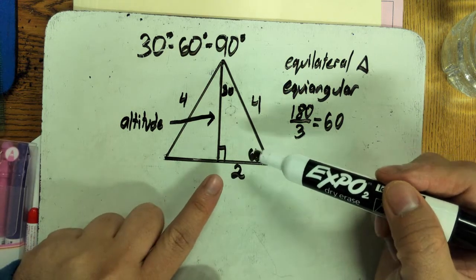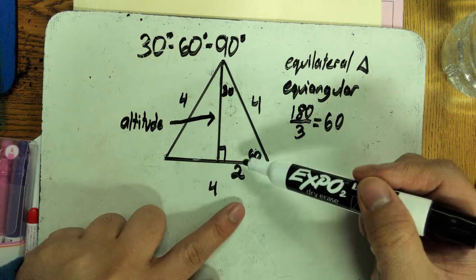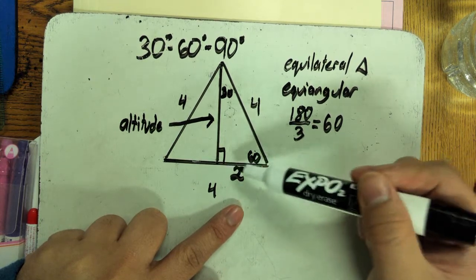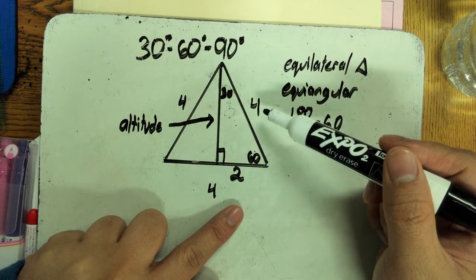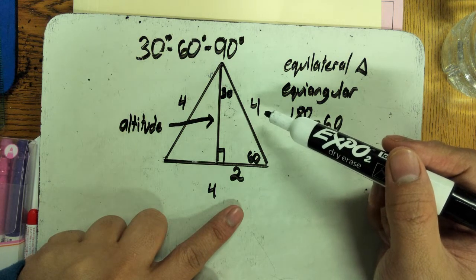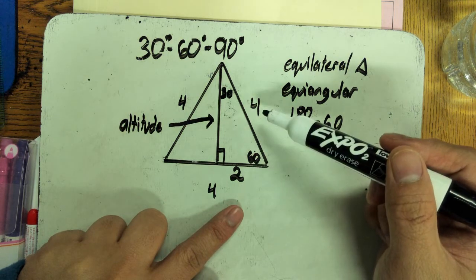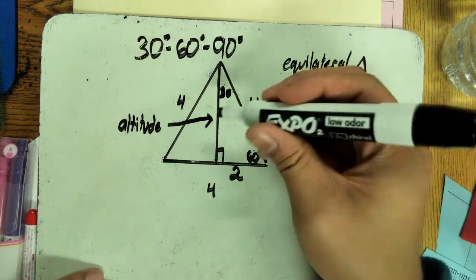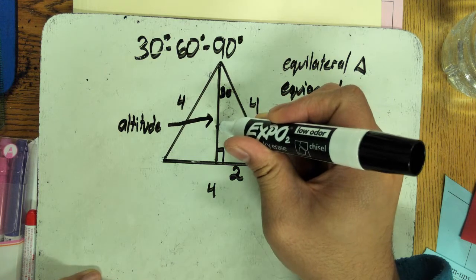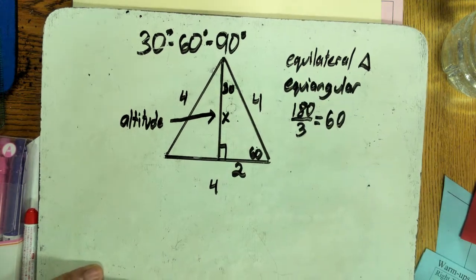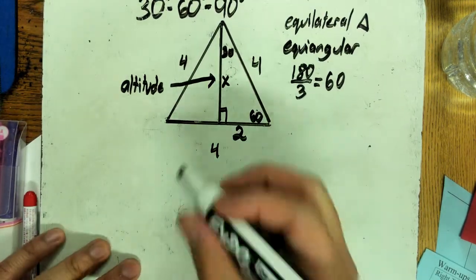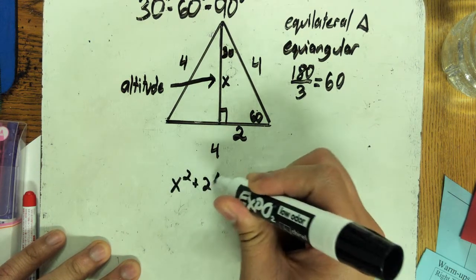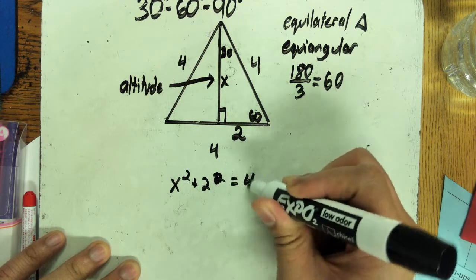Now let's look at the relationships between the sides. Notice that this bottom side is half of your hypotenuse. Another way to think about it, this times 2 gets me your hypotenuse. That's a relationship in a 30, 60, 90 triangle. So let's go ahead and solve for our missing side, x, the altitude. Pythagorean theorem tells me we have x squared plus 2 squared equals 4 squared.